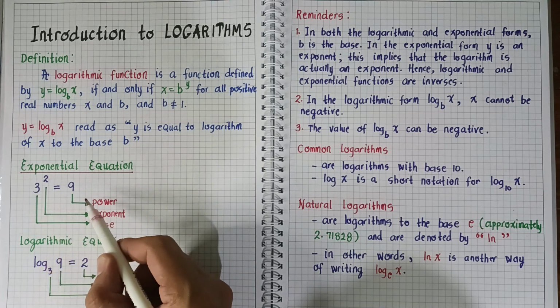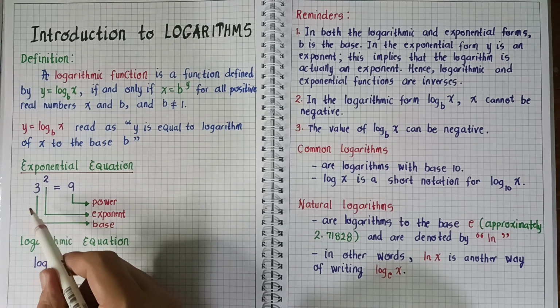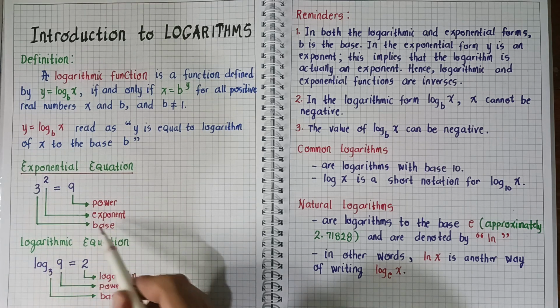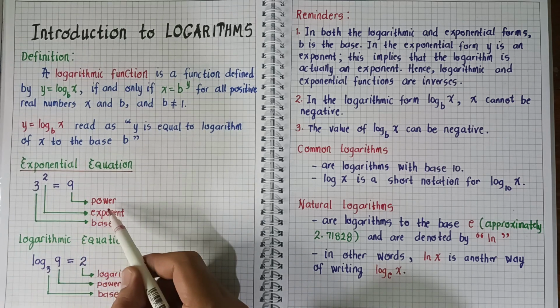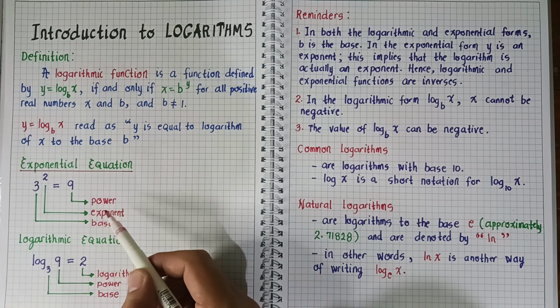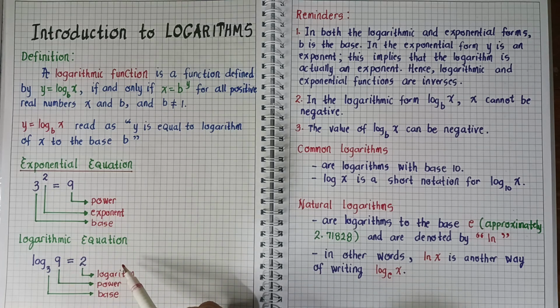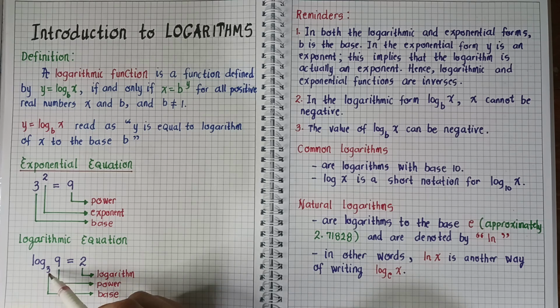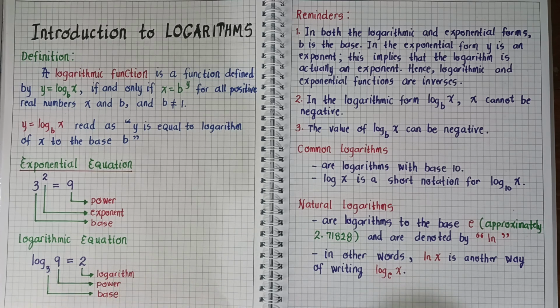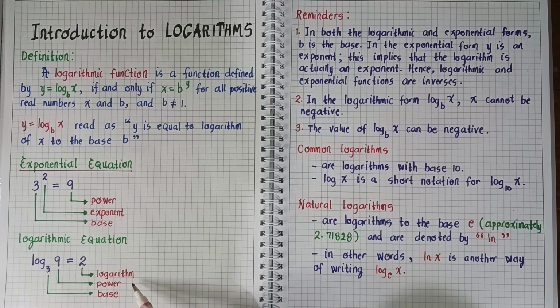So, we have your exponential equation, guys: 3 squared is equal to 9. We all know that 3 is the base, 2 is the exponent, and 9 is the power, right? And for the logarithmic equation or form, logarithm of 9 to the base 3 equals 2. So, this is how we read it. This will be your base, written as a subscript or lower, and then 9 is what we call the power and 2 is the logarithm.